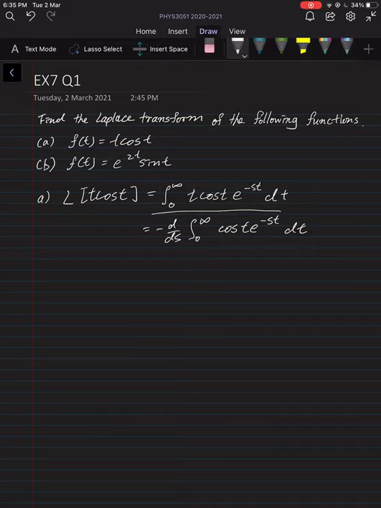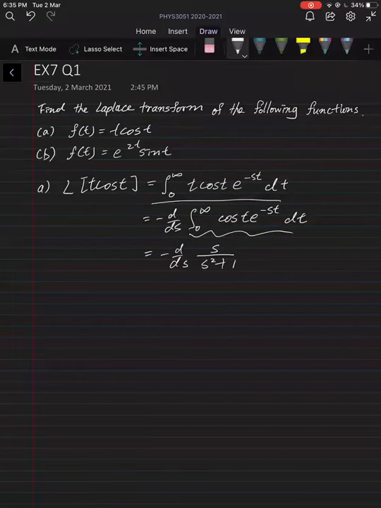So you do not really need to do the tedious calculation with integration by parts many times, but instead you can just write it as a derivative, and because you know what the Laplace transform of cosine t is, it is simply s over s squared plus 1. Then to get the result, you just take the derivative, and you would get minus 1 plus s squared over (s squared plus 1) squared.